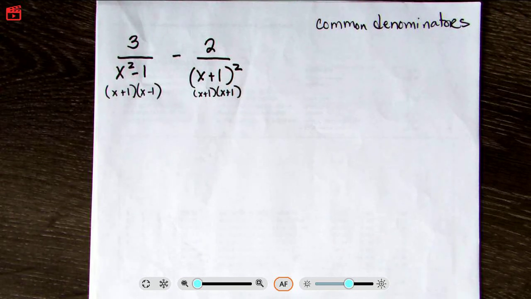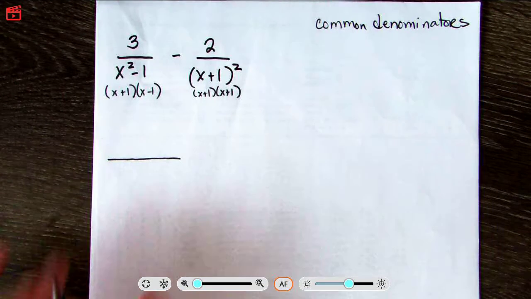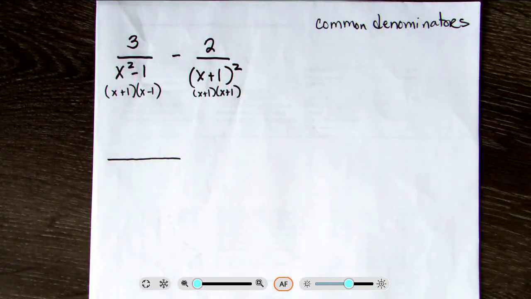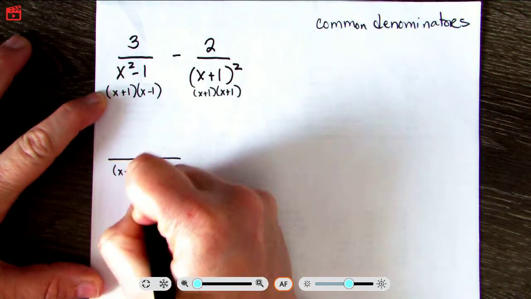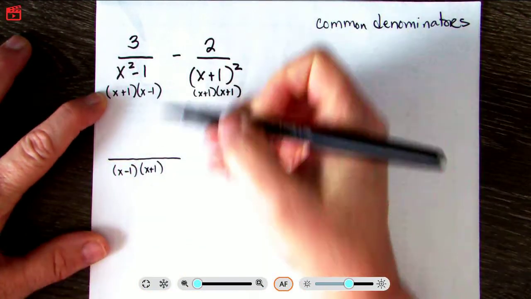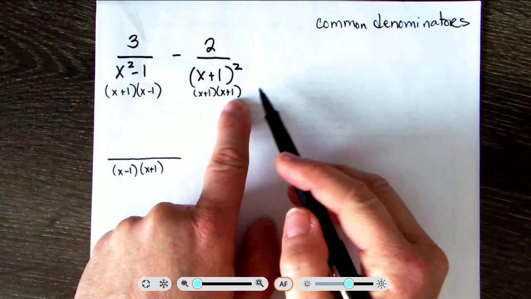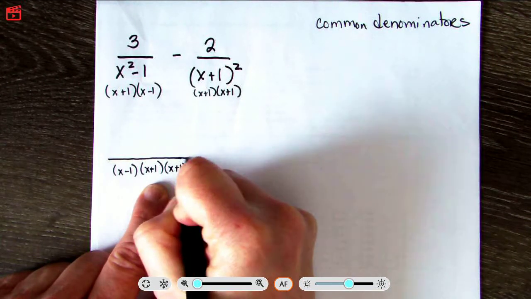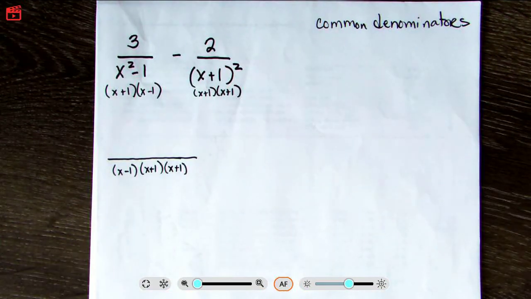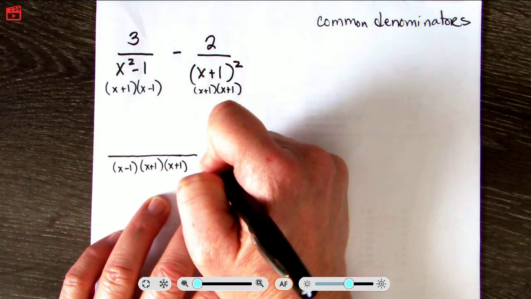So, to create my common denominator, I need to make sure that I have everything from both pieces. So I'm going to need this x minus 1 and that x plus 1. That will be enough to get me this one. However, to make sure I have two x plus 1's in there, I need to add one more. I don't need to add 2 because I just need to make sure I have 2 in there when I'm done. Okay, now what I'm going to do is create my numerators.